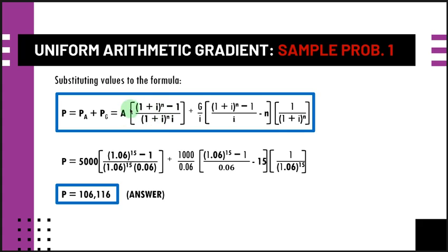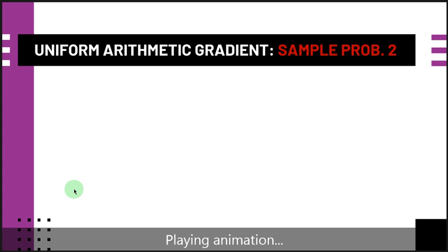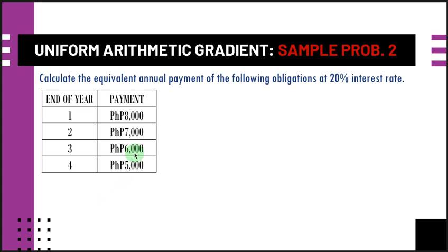So you just have to remember this formula, and you can actually solve, using this uniform arithmetic gradient, for getting the principal amount P from year 0. Okay? So proceeding with our next problem, we have now problem number 2.